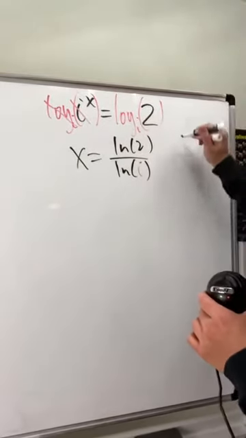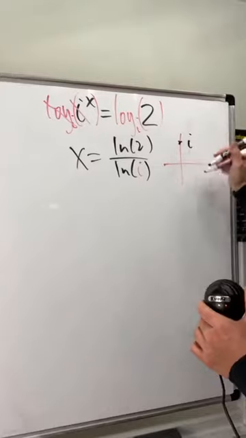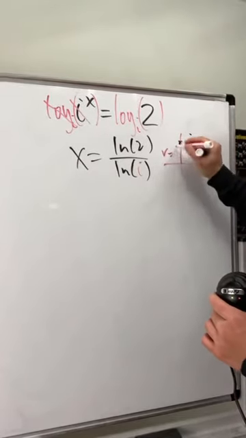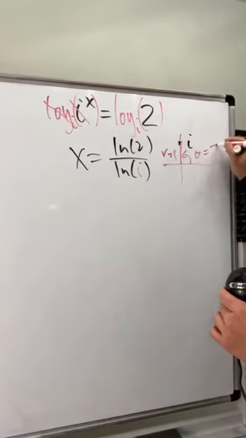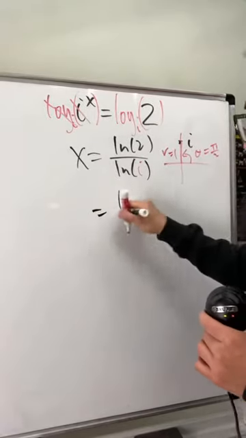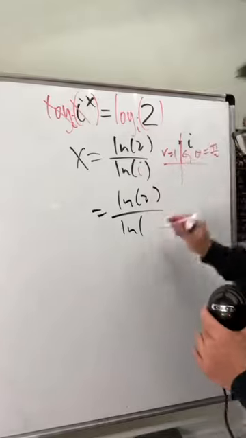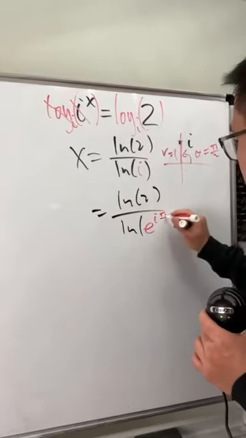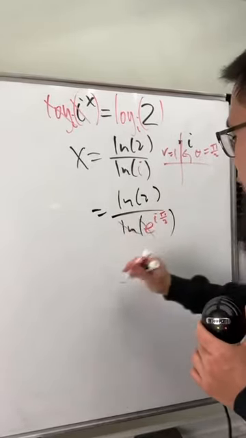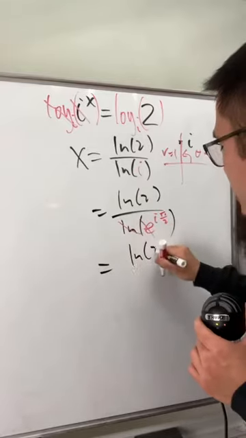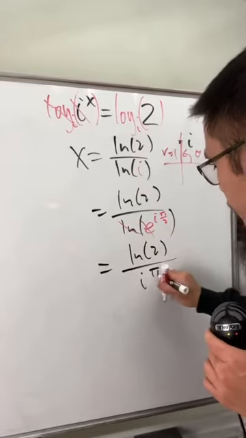Now we have to look at i in polar form. So i is right here. We can see that the distance from here to here is equal to 1, and the angle from here to here is equal to pi over 2. So here we have ln 2 on the top over ln i. It's the same as r theta. So r is 1, we just have e to the i pi over 2, and you see this and that will cancel very nicely, and we have ln 2 on the top over just i pi over 2.